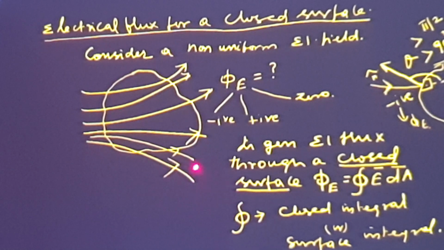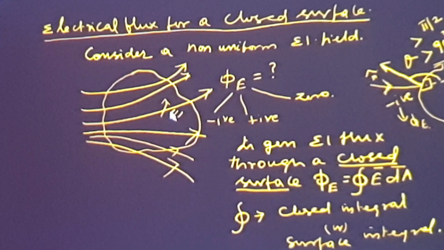So these lines that I have drawn here represent the non-uniform electrical field E vector. Inside this non-uniform electrical field, I have considered a closed surface. I have to calculate the total flux available for this. The total flux available for this closed surface may be positive, or it may be negative, or it may be zero. So how can I get this?